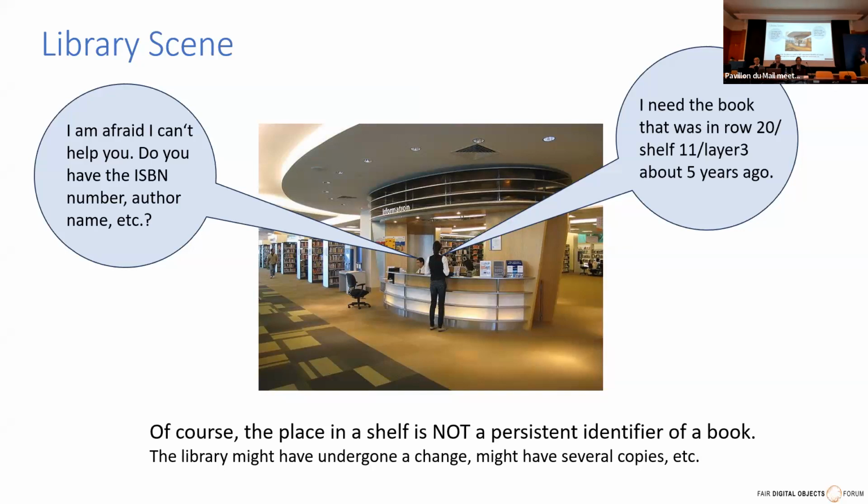I can't help you. So I need an ISBN number. And you all know that ISBN number, it's kind of eternal. And some metadata, author or title or whatsoever. And of course, the rationale behind this: a place in a shelf is not a persistent identifier. It's very simple. Just to mention this again.